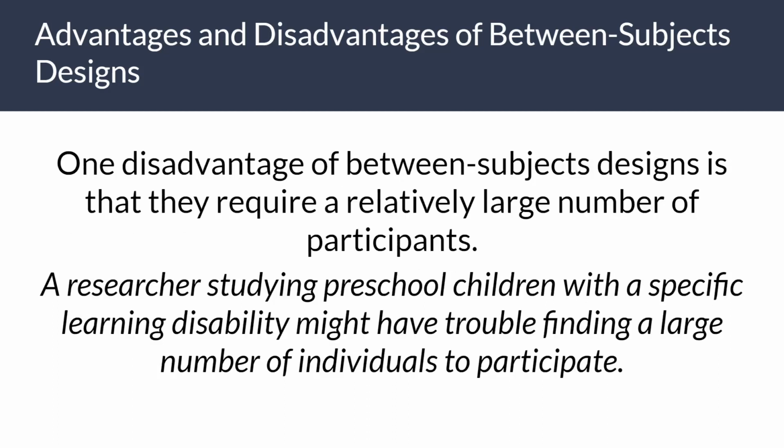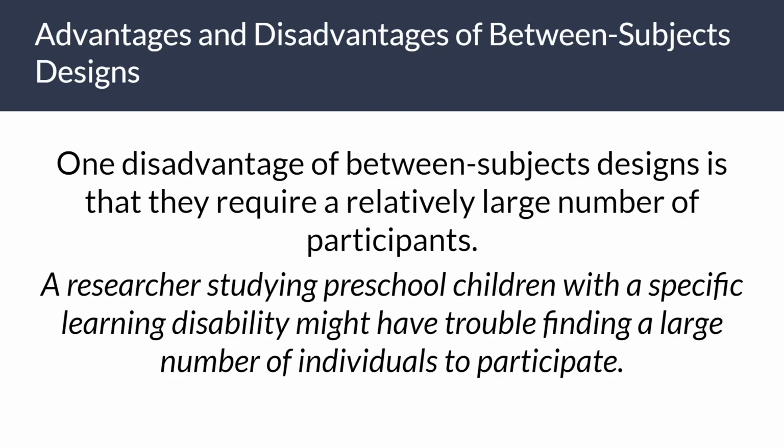The disadvantage is that they require a relatively large number of participants. So if you need 30 participants in one group, then that means that you also need another 30 for the second group. But what if you are required to do a 3-group experiment? Then you are required to get 90 participants. And it's very hard to do that, especially if your experiment is 1 hour long.